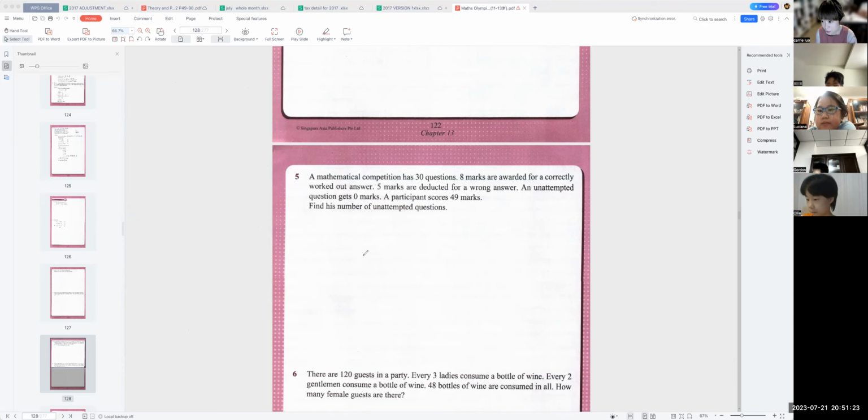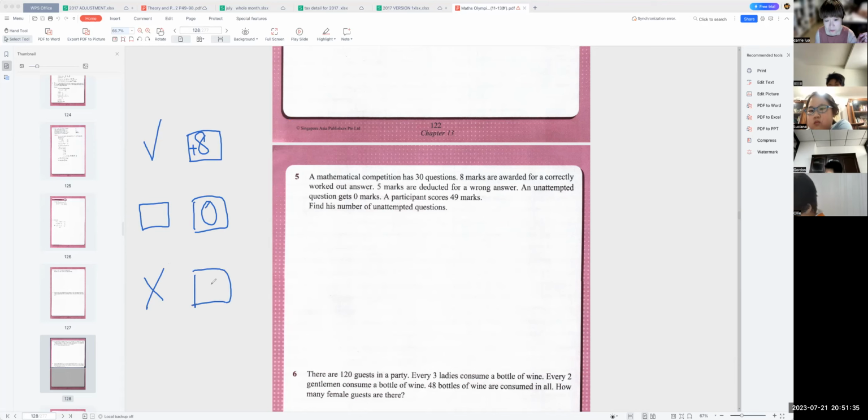Okay, so for this question, the same. If you get it right, you get 8 points. If you don't get it, you leave it open, you get 0 points. But if you get it wrong, you get what? -5. Get it? So it's totally different.